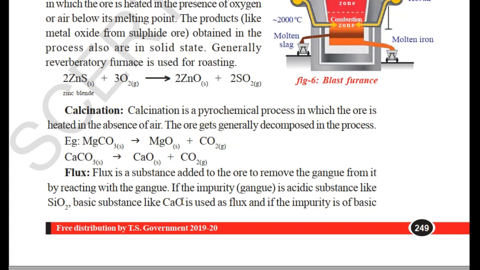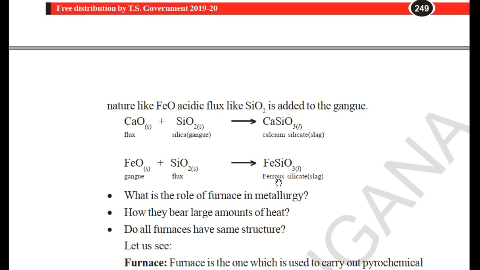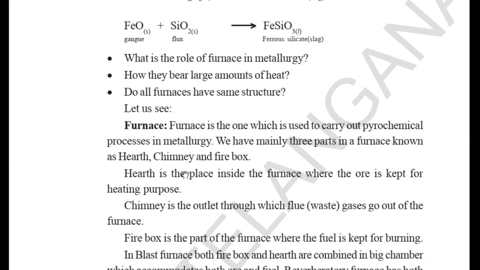Flux, we just now discussed. So flux is nothing but a substance which is added to remove the dust particles. So at the end, flux plus gangue, both will make you slag. Next we have a furnace.